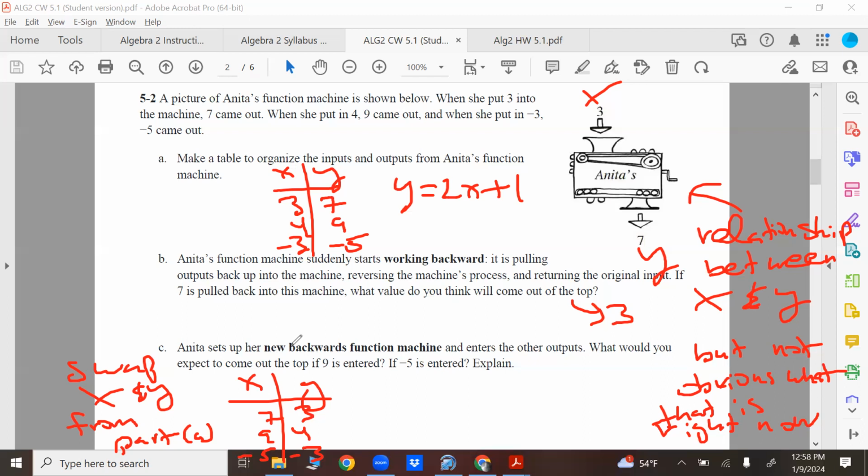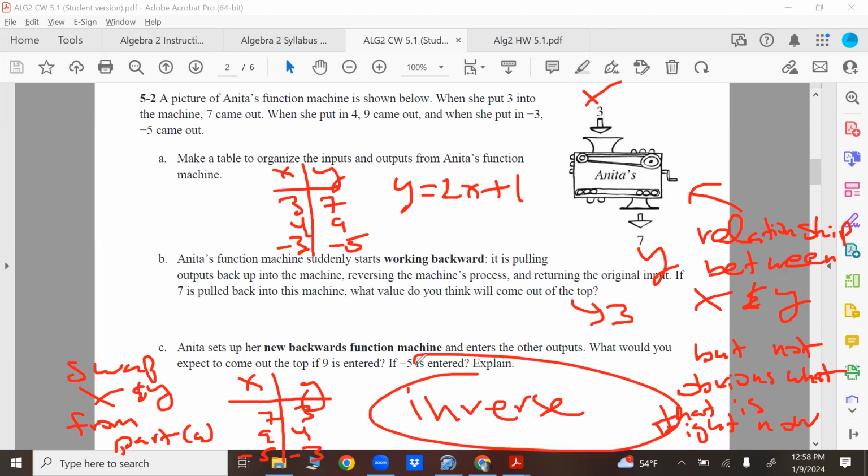But again, she sets up her new backwards function machine. So now the outputs become the inputs and the inputs become the outputs. So everything switches. We swap x and y from part A. And this actually is called the inverse, because that's what you just did. You reversed things, right?